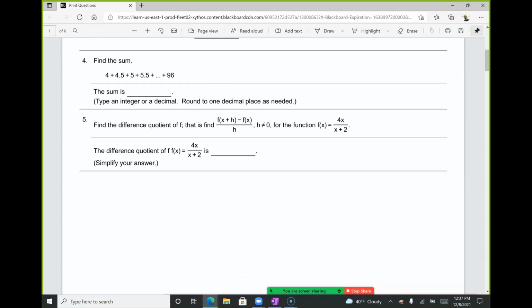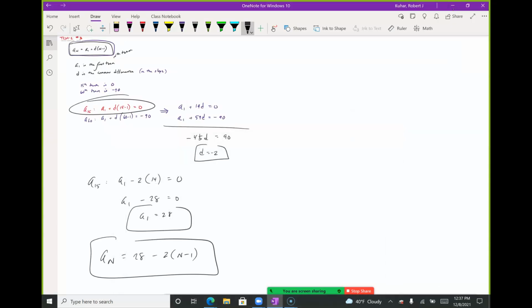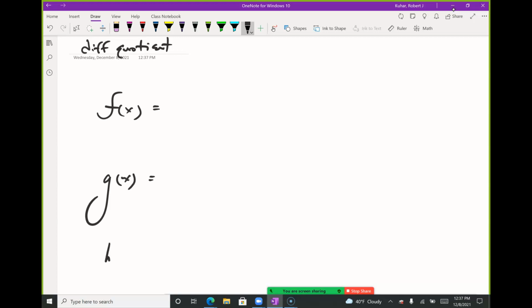So the next one is difference quotient. Number 5 is a difference quotient problem. And there are 3 difference quotient problems I'd like you to be able to do. What are they? What are the 3 difference quotient problems I'd like you to be able to do? The one f of x with x plus h.